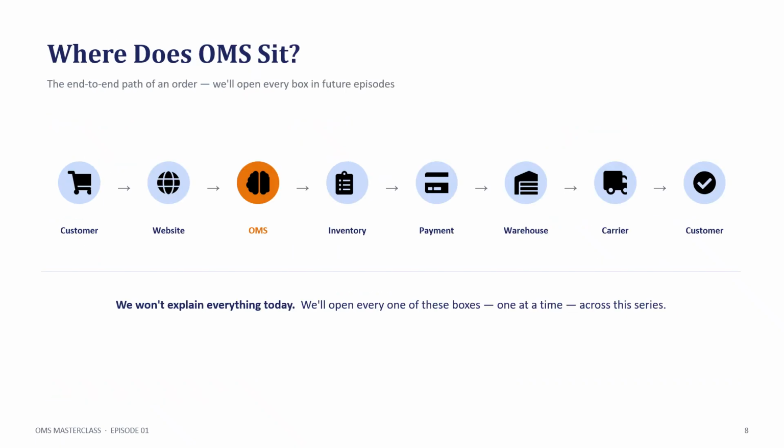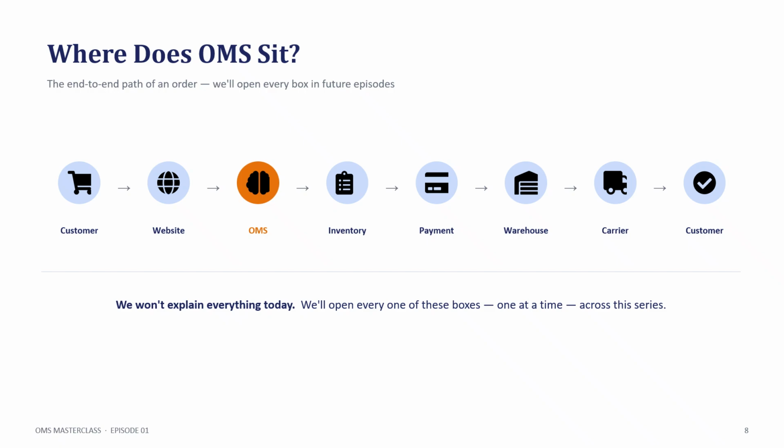Now let's connect everything we have learned and see where OMS fits in the complete retail ecosystem. Let's look at the end-to-end journey of an online order. It all starts with the customer who places an order through a website or a mobile application. The website receives the order request and sends it to the order management system. This is where OMS takes over.